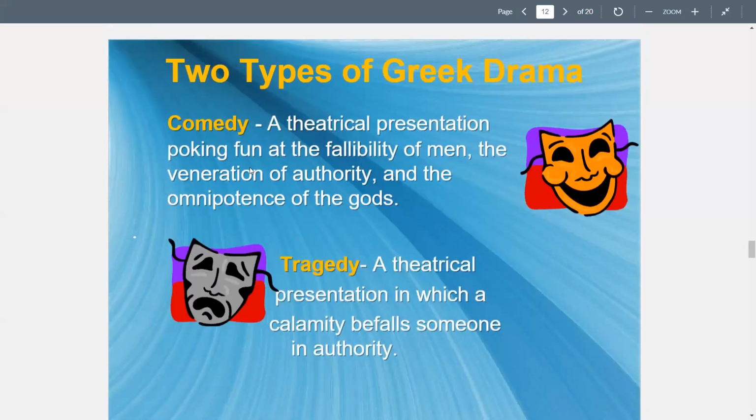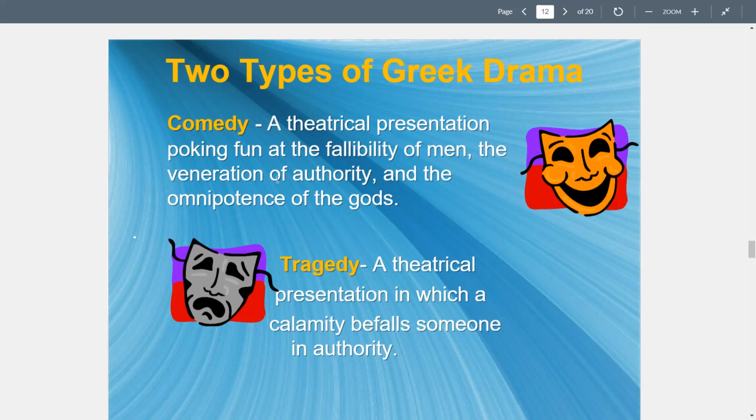So there are two types of Greek drama. The comedies were theatrical presentations poking fun at the fallibility of men, veneration of authority, and the omnipotence of the gods. You have ones like Aristophanes' Frogs, a popular comedy. Tragedy is a theatrical presentation in which a calamity befalls someone in authority, usually for the purpose of learning some kind of lesson for everybody, not just the person in authority.